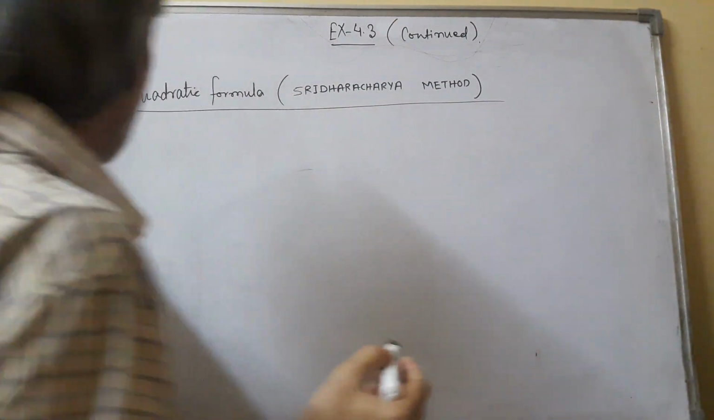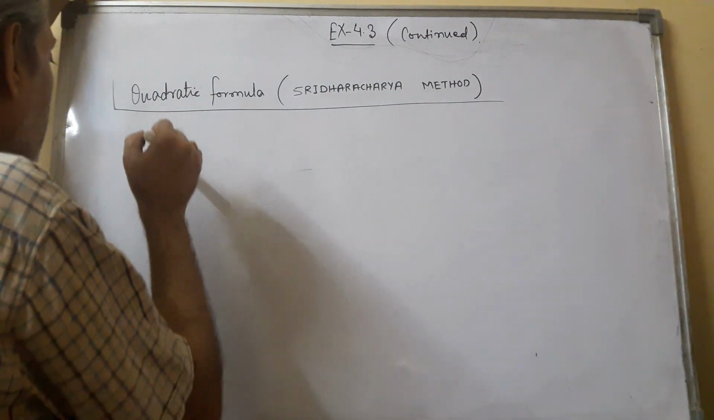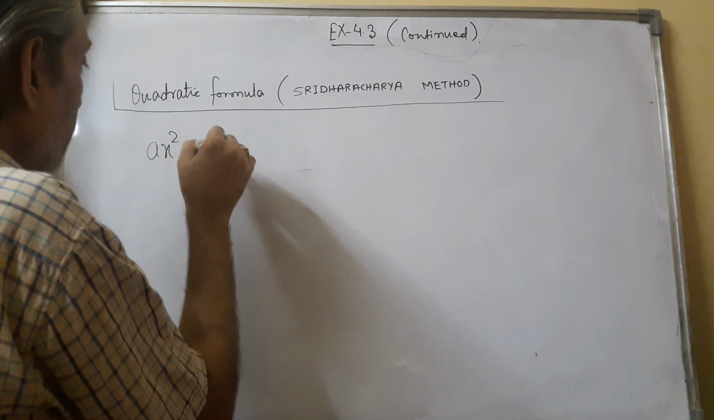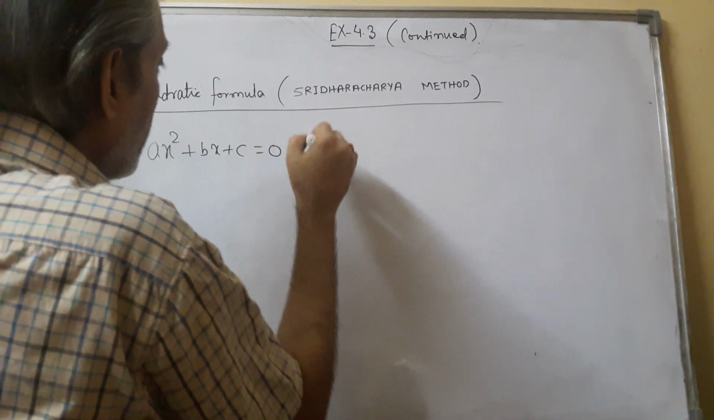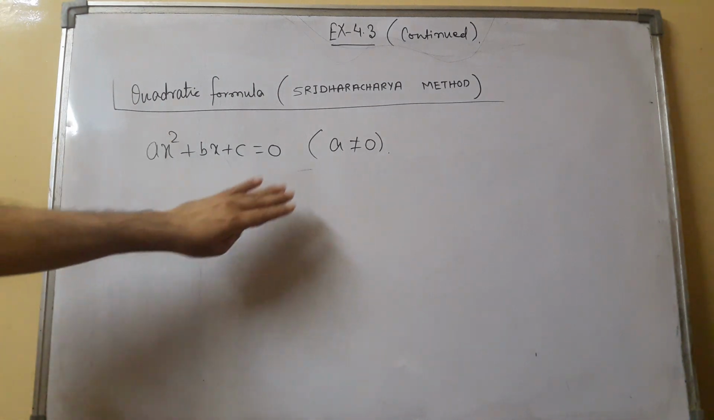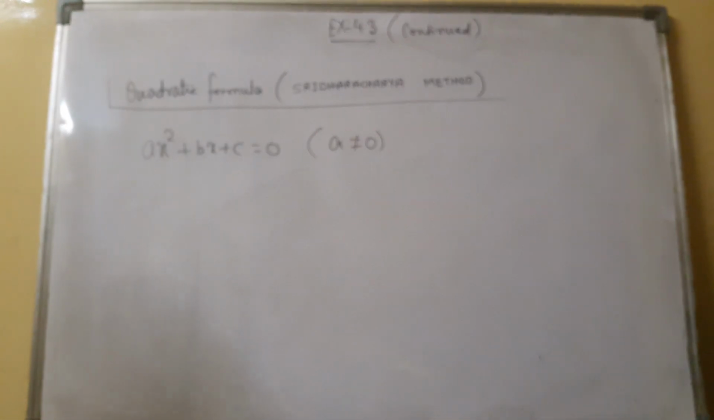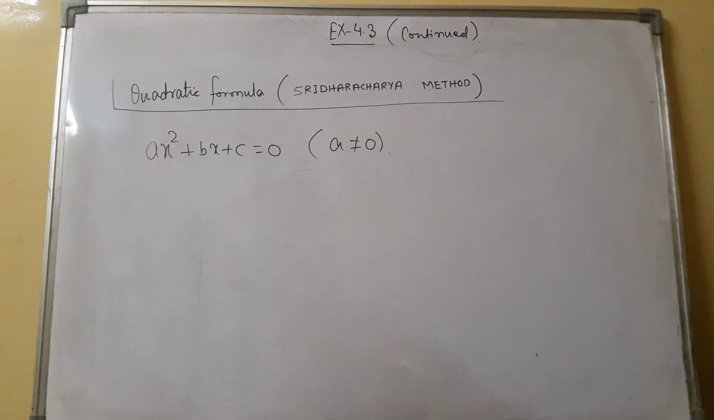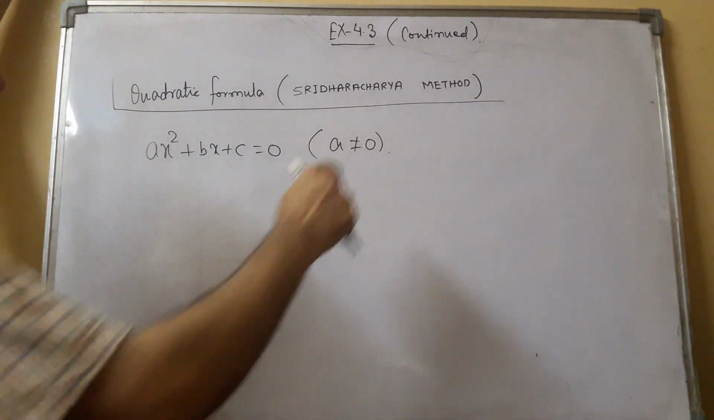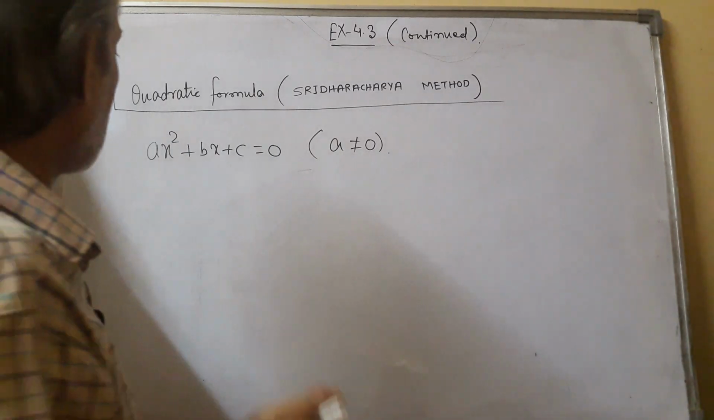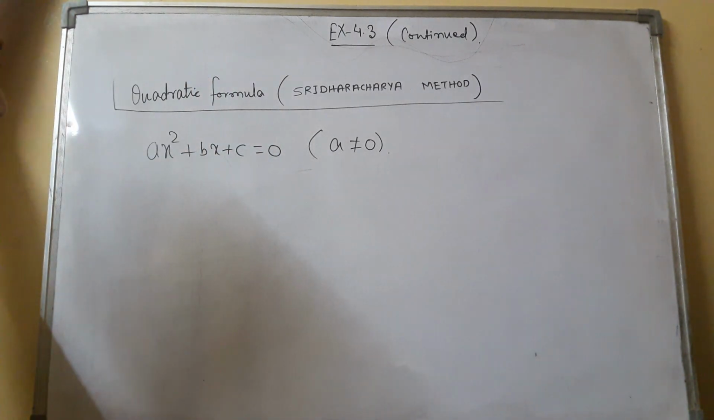Look, firstly we will write a general quadratic equation ax square plus bx plus c equal to 0, where a is not equal to 0, and I am going to solve this with the perfect square method, and then with the help of that we will get this formula, the quadratic formula. Otherwise it is also known as Sridhar-Charya method. ये कम लोगों को पता है वैसे. Generally we know it by the name of quadratic formula method.